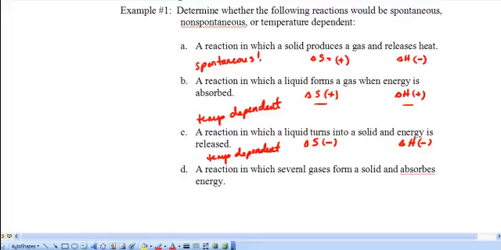And finally, a reaction in which several gases form a solid. Well, if gases are forming a solid, it's becoming less random. So delta S is negative, not good. And it absorbs energy, which means that the delta H is positive. That is also not favorable. And so since neither of these are favorable, the reaction will be non-spontaneous under all conditions.